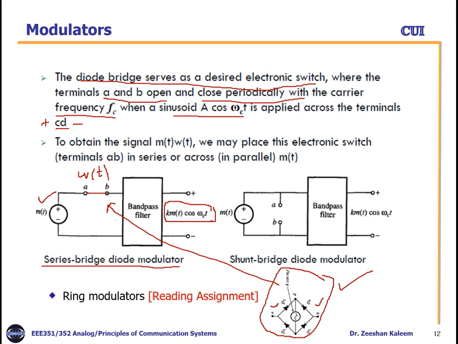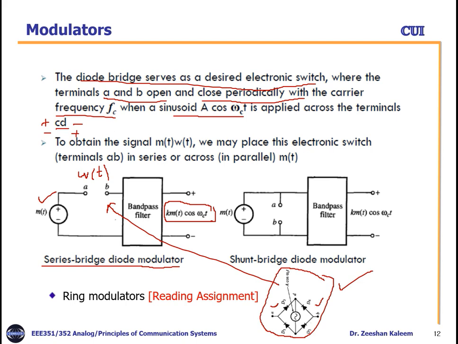So when C is negative and D is positive, what would happen? There will be no circuit here. It will act as an open circuit, with no conduction, and there will be no result. So this was the series bridge circuit.